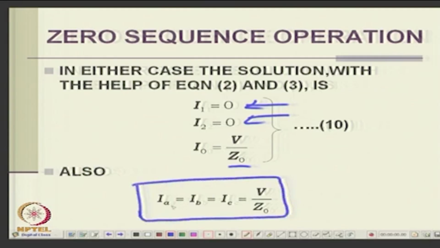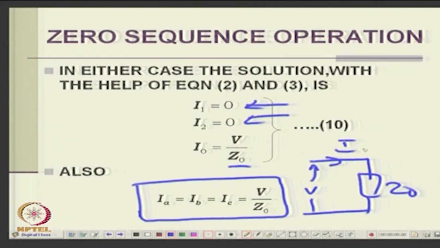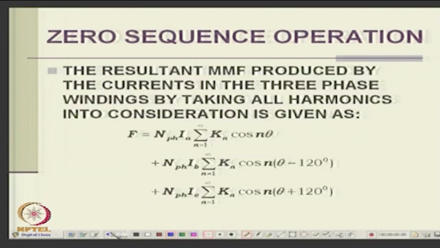Because what is IA? I1 plus I2 plus I0 which is V by Z0. So, you have V by Z0, IA which is equal to I0. Okay. Right.